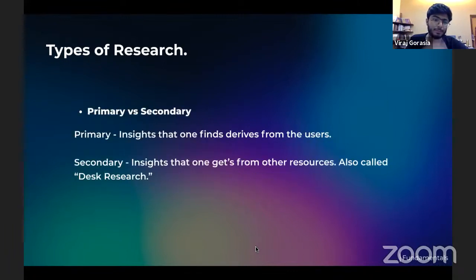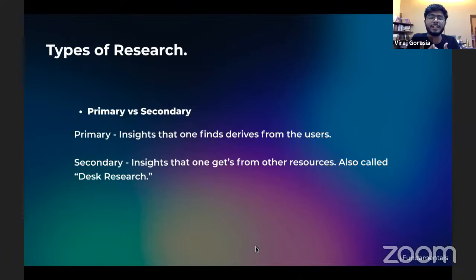Last but not the least, primary versus secondary. Primary means getting insights directly from the user. So the user is the source and you get insights directly from that source. And secondary is insights that one gets from other sources. In our case, doing user interviews was primary, because we got information directly from the users. But secondary could be where we just went on the internet and searched for the rise of edtech in 2021, how many people use Discord for learning, etc.